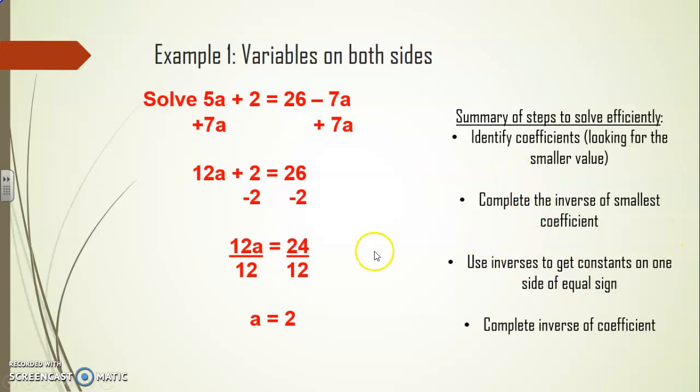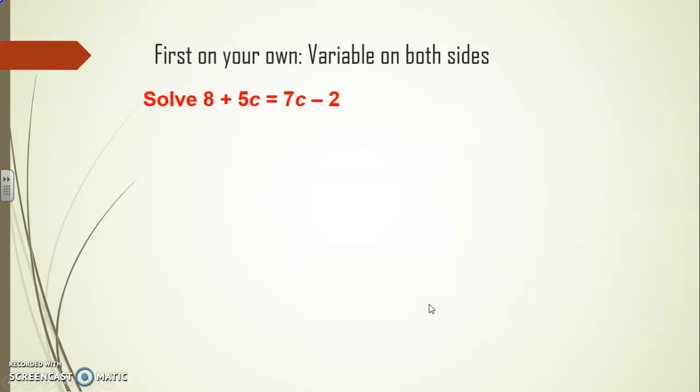Once you get your coefficient to one side, you're going to use inverses to get the constants to the other side of the equal sign, and finally complete the inverse of whatever your coefficient is. In this instance, it was 12 times the number, so we divided. So, given that example, if you would please try this problem on your own.